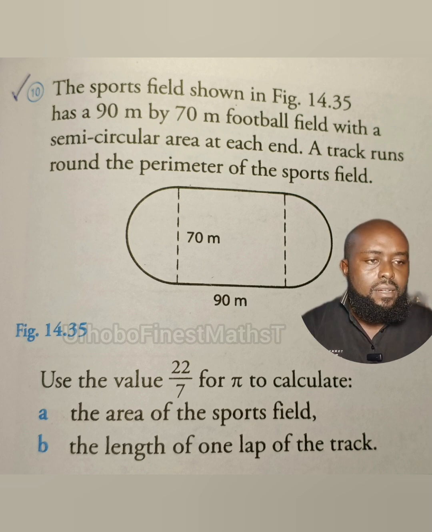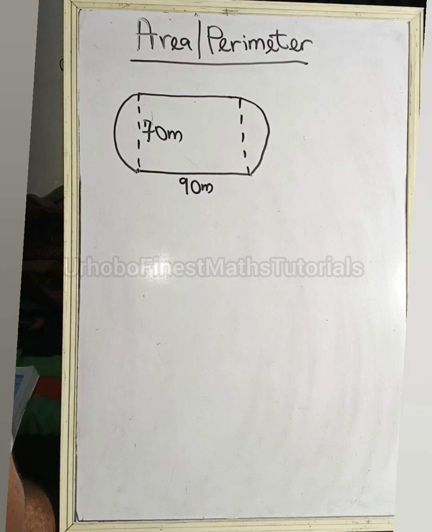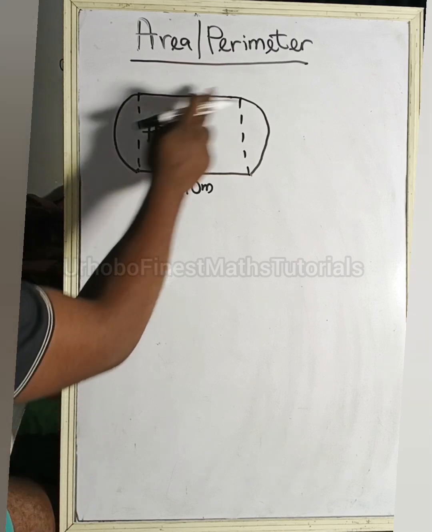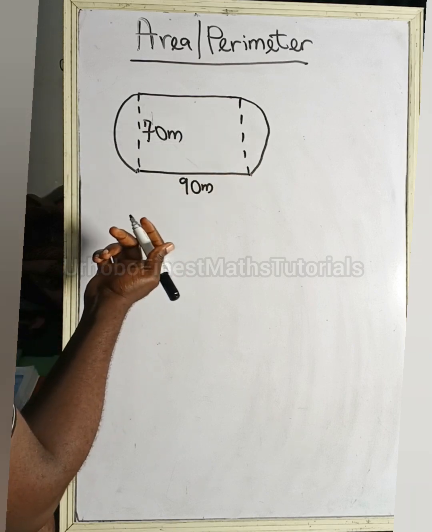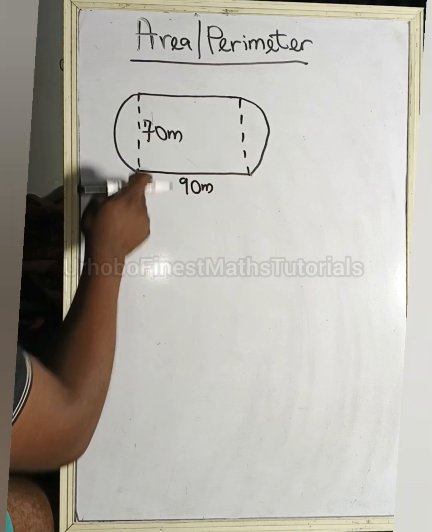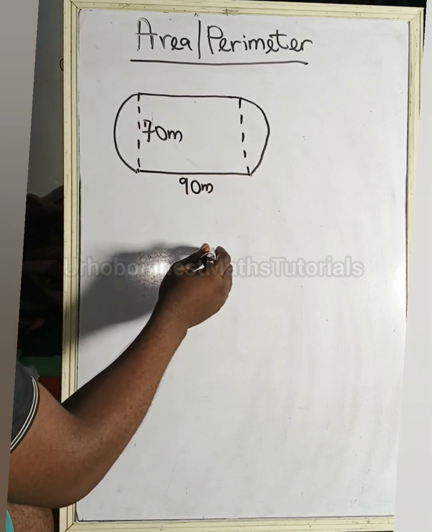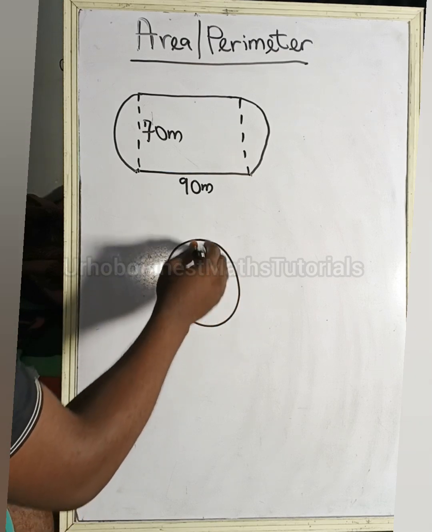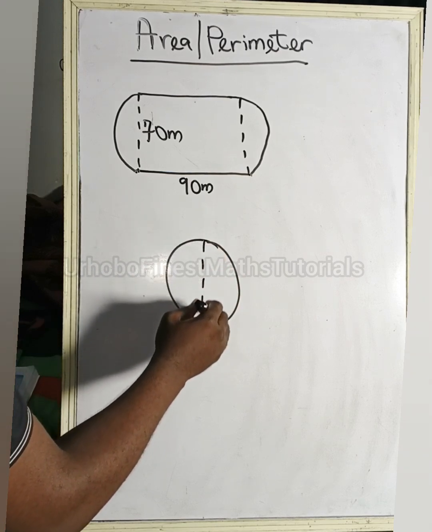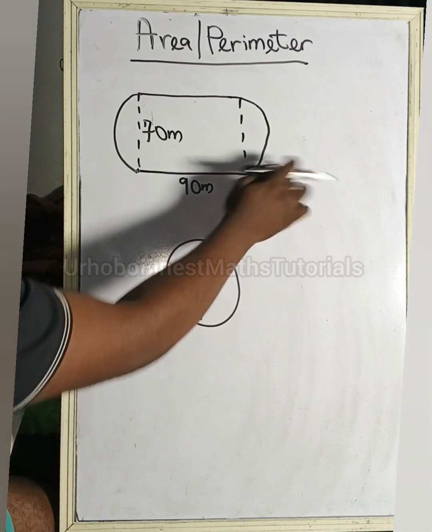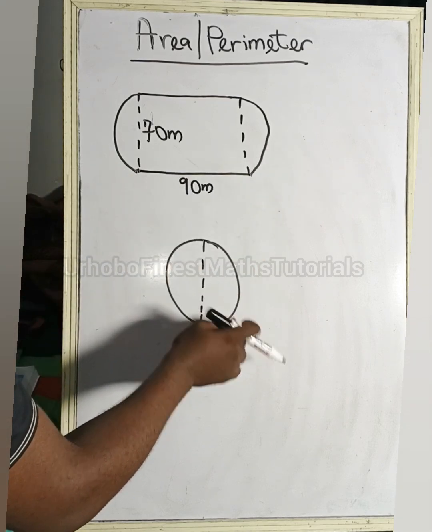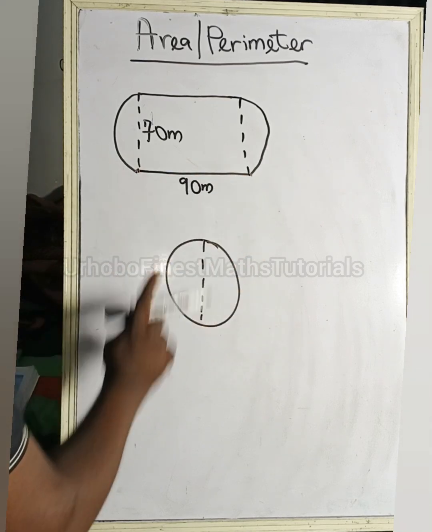So to get the area of the sports field, it's going to be the area of this rectangle, then we add the area of a circle. Why do I say circle? You see this part of the diagram, right? Let's say this is a circle. This part is a semicircle, which is this side. This part is also a semicircle, which is this side, okay? So the two put together is one circle.